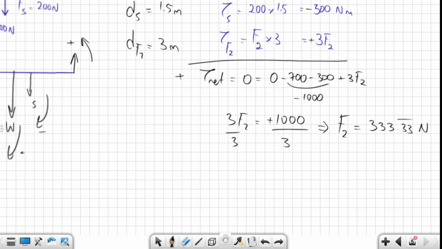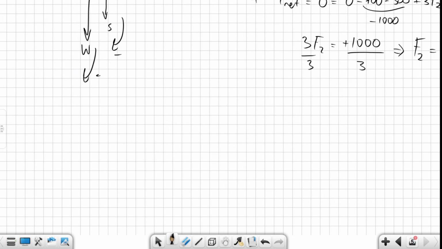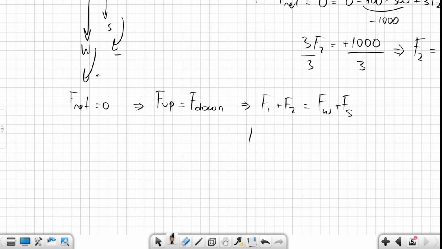For the next part, we need to say the sum of forces F is equal to 0. If you say that, downward forces must be negative and upward forces must be positive. But I will be saying that upward forces will be equal to downward forces. Upward forces are F1 and F2, which is equal to downward forces, which is the force of the window washer plus the force of the scaffold. F1 is unknown. F2 we found as 333.3, equal to the weight of the window washer, 700 Newton, and the weight of the scaffold, 200 Newton.